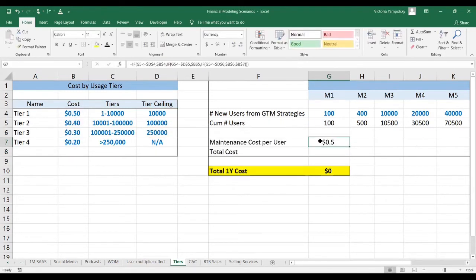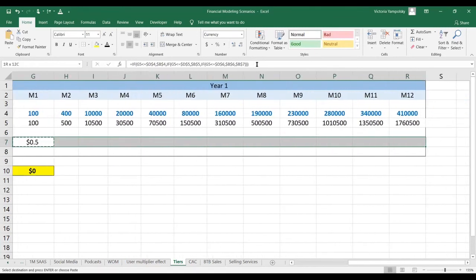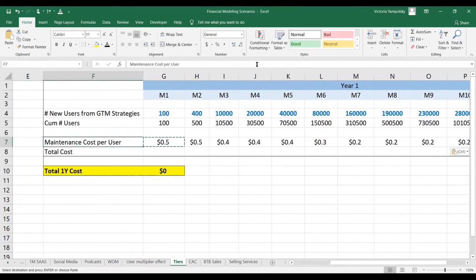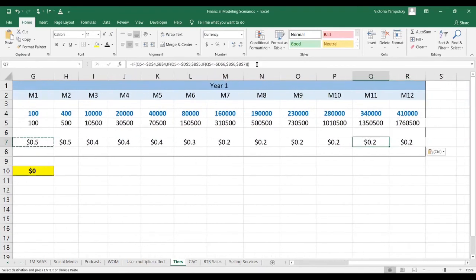Okay, and then you should obviously add the number of parentheses in the end, which is equal to the number of ifs. Okay, then you just take this formula along and you see how the price automatically adjusts based on how many users you have on the platform.